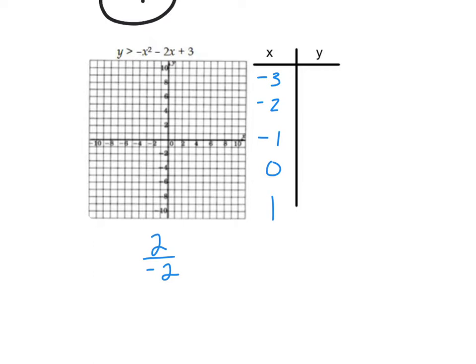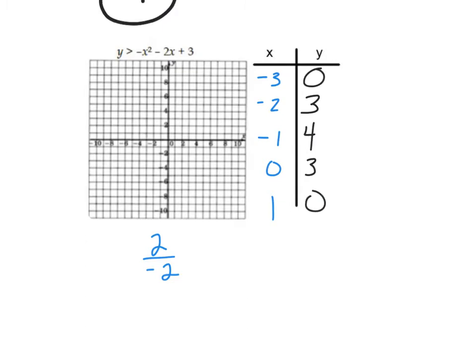I know if I plug in 0 here, I'm going to get 3. And using symmetry, I'll also have a 3 when x equals negative 2. When I plug in negative 1, I get negative 1 plus 2, which is positive 1, and plus 3, which is 4. When I plug in positive 1, I get negative 1 minus 2, which is negative 3, plus 3, which is 0. Using symmetry, I fill in the rest of my table.